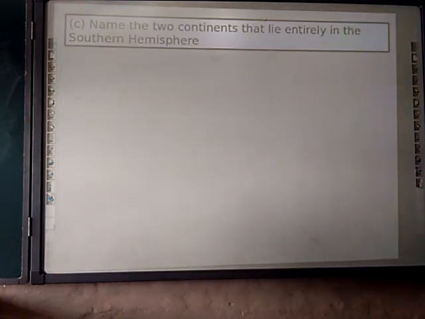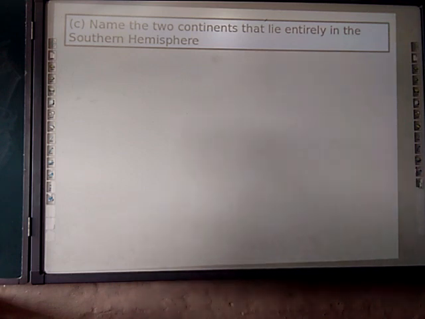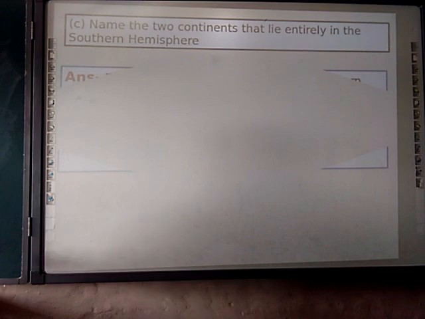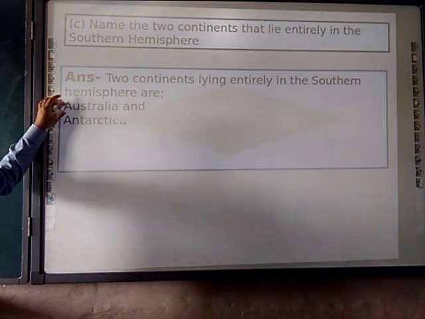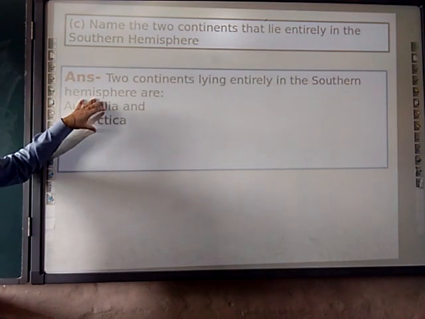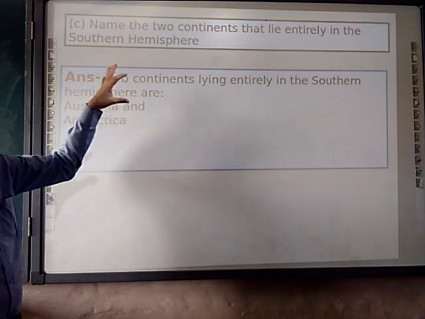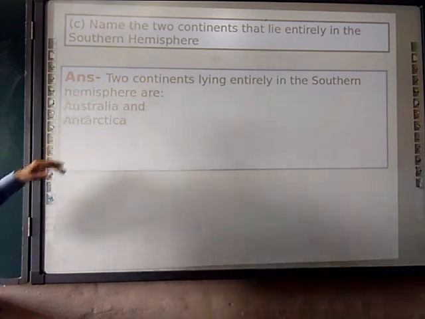Third question is: name the two continents that lie entirely in the southern hemisphere. As we have seen, the answer is Australia and Antarctica. Both these continents lie entirely in the southern hemisphere.